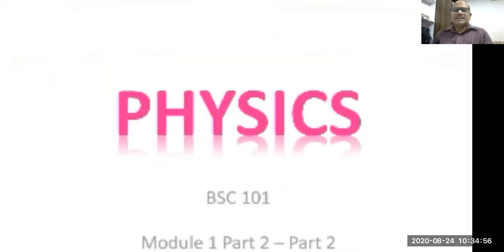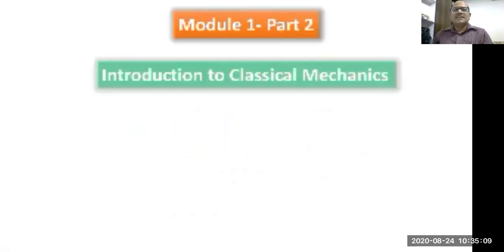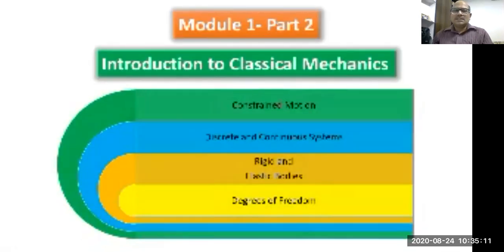So we will be discussing module 1 part 2, the second part of classical mechanics, introduction to classical mechanics. We have already discussed discrete and continuous systems, but today our focus will be on rigid and elastic bodies, and then we'll move to constraints and then degrees of freedom accordingly.